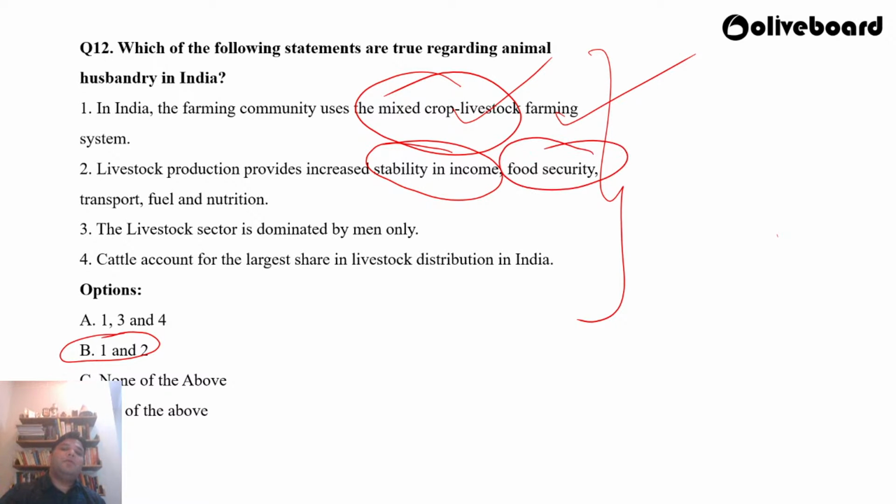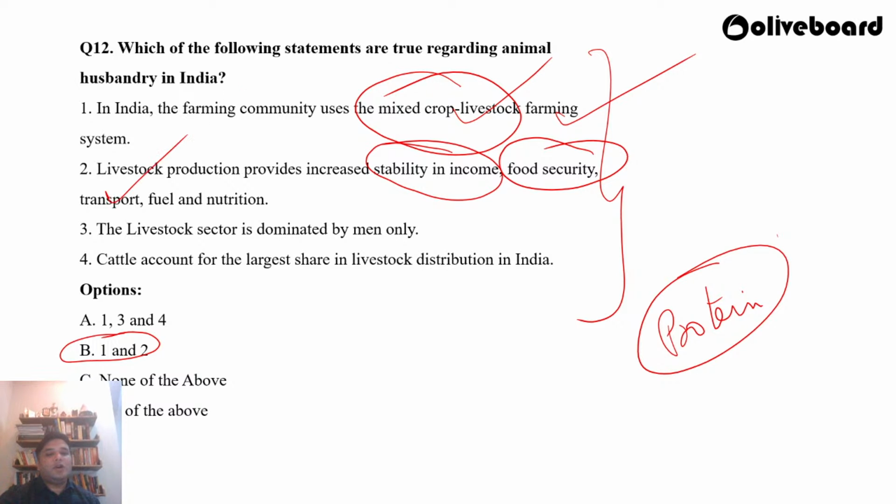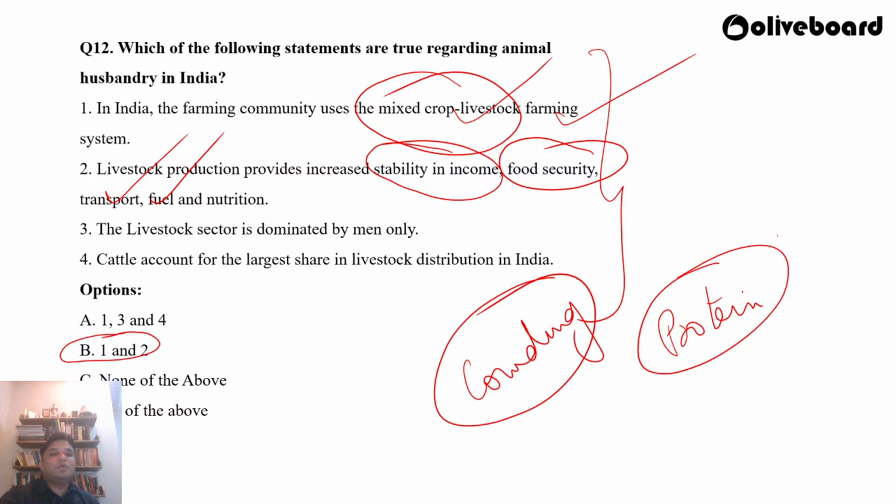क्या वो food security provide कर सकता है? Of course poultry gives you meat, right? So food security भी हो गया, your protein requirement is taken care of, right, through meat and eggs. Then transport, of course, horses and bullock carts can be used for transport. Fuel, your cow dung is an important and a clean source of fuel. And nutrition also, right? Through eggs and dairy and honey you get a lot of nutrition, right?